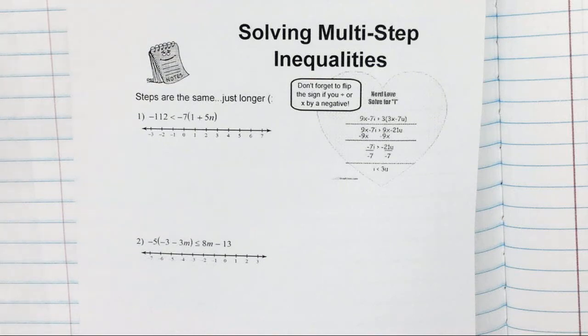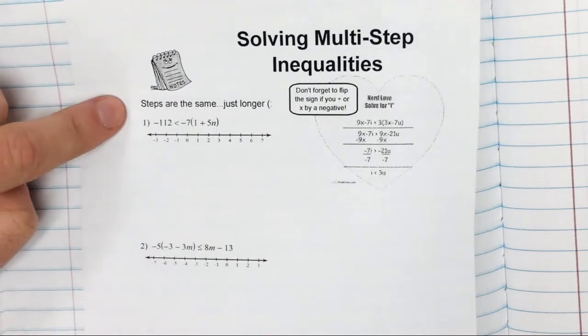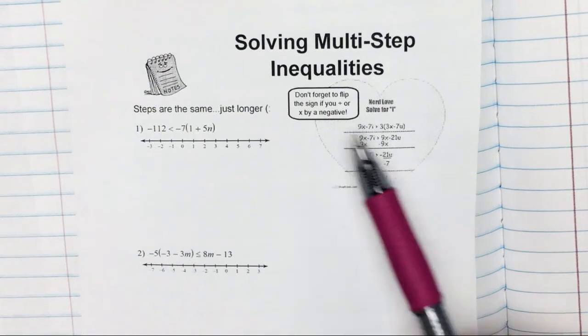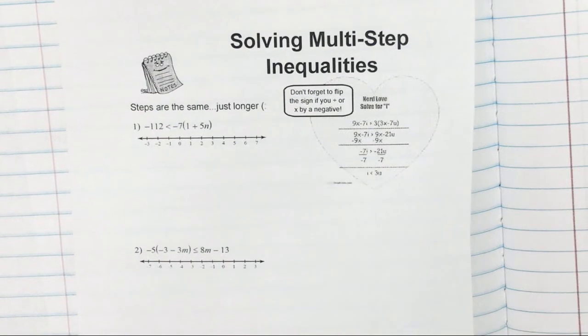In today's video, we're going to talk about how to solve multi-step inequalities. The steps are the same as solving one and two-step inequalities, just a little bit longer. Don't forget to flip the sign if you divide or multiply by a negative number.